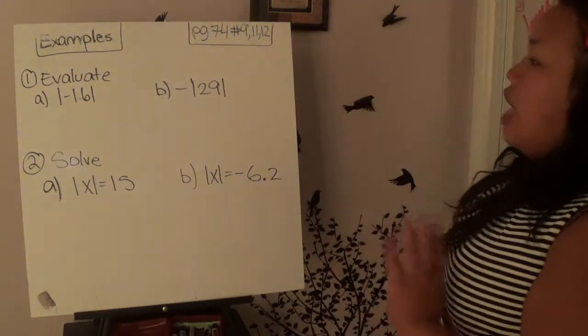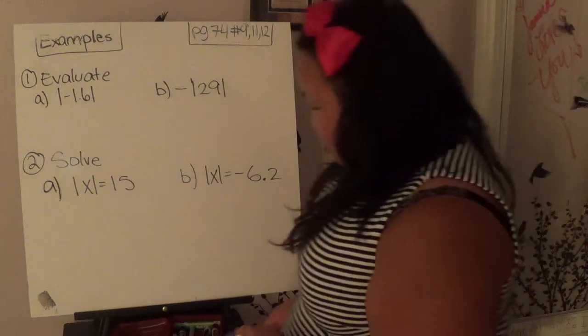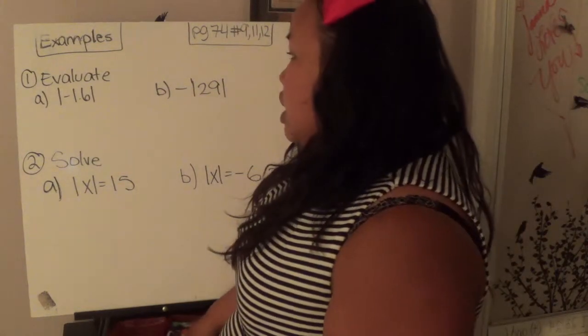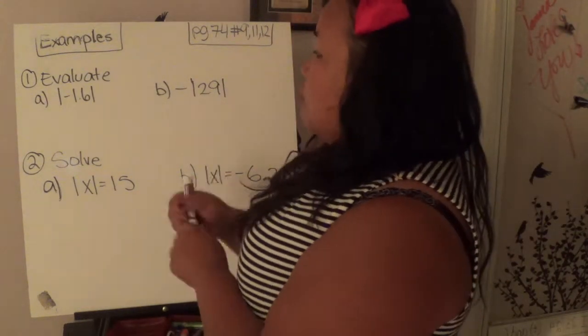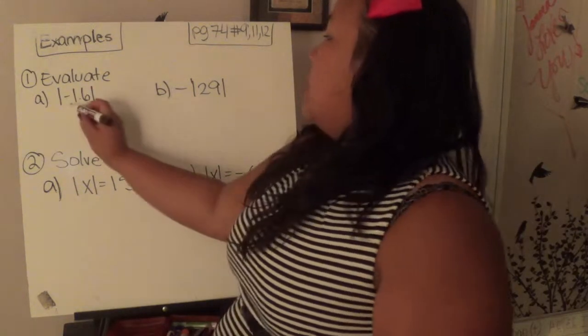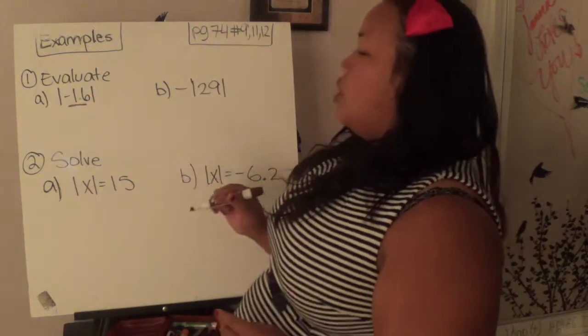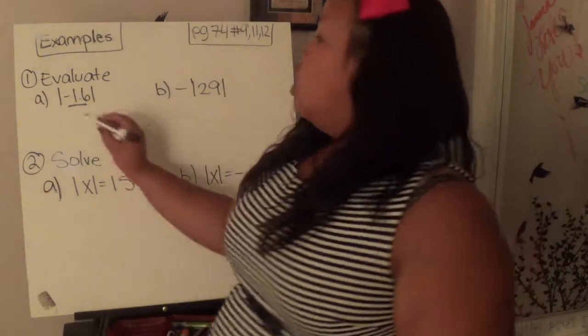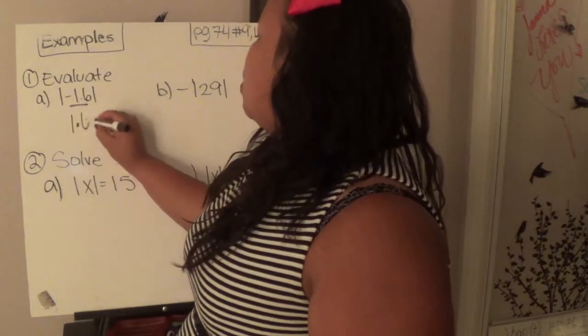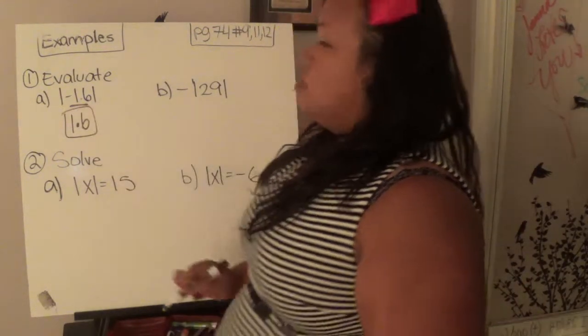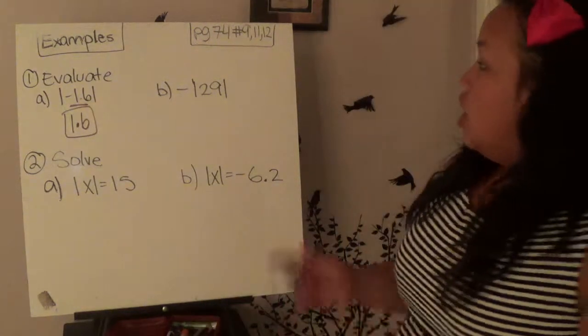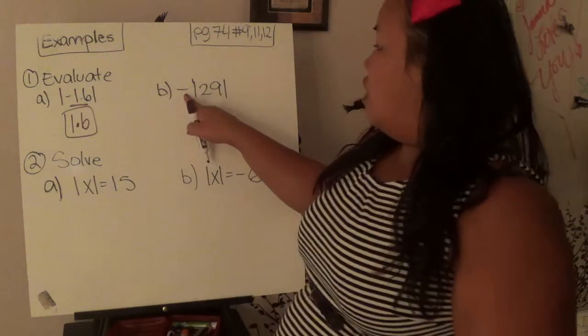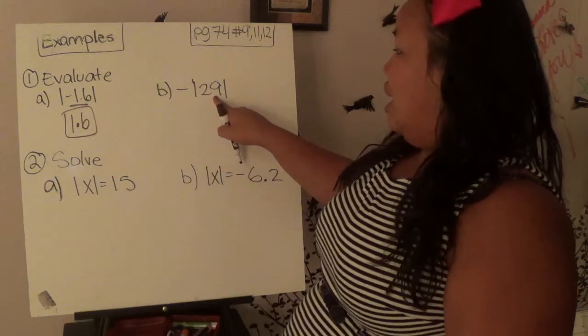Alright, so we have evaluate the absolute value of negative 1.6. Well, since this is an absolute value, it's telling me that this is the distance. Negative 1.6 is still 1.6 units. So my answer would just be positive 1.6. Simple enough?